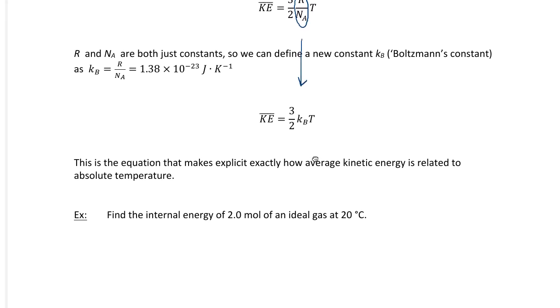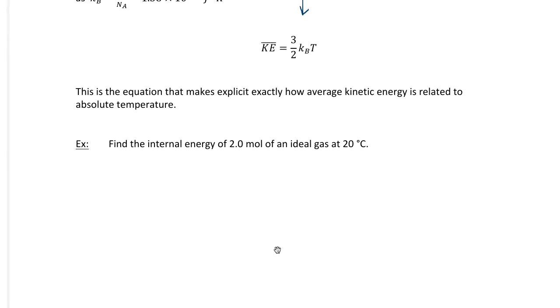Let's do an example. Find the internal energy of 2 moles of an ideal gas at 20 degrees Celsius. So first, note that we're being asked for the internal energy, not the average translational kinetic energy. So there's two things there. We don't want the energy of a single molecule, we want the total energy, and we don't just want the kinetic energy, we're asked for the total internal energy. But remember that if it's an ideal gas, there is no potential energy. So the internal energy is all kinetic energy. That's one thing we need to recognize.